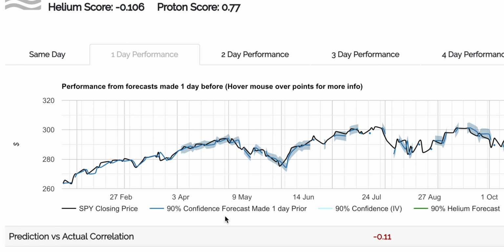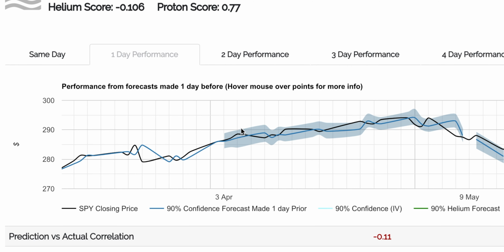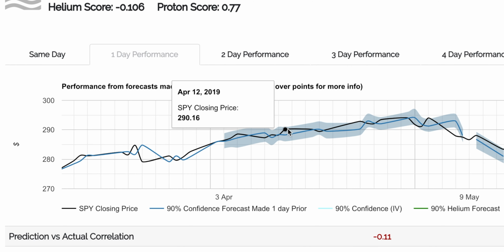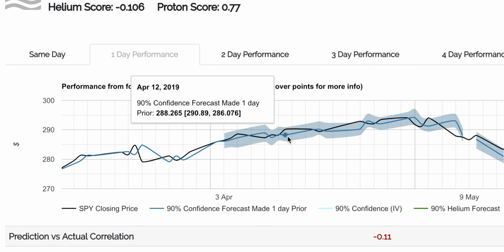So this blue line across the chart here, the 90% confidence interval, means that this is what the Helium model thought that the closing price would be made the day before. So if we zoom in here, you can click and drag to zoom in on the charts. This is saying that on April 12th, the closing price was 290.16, and one day prior, the prediction from April 11 was saying that the Helium model thought that the closing price would be 288 with a 90% confidence interval between 290 and 286. And you can see that in this case, it was correct.